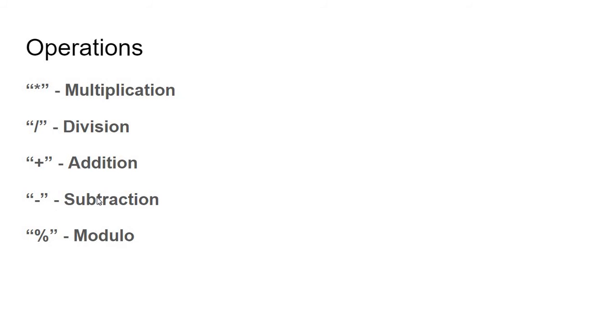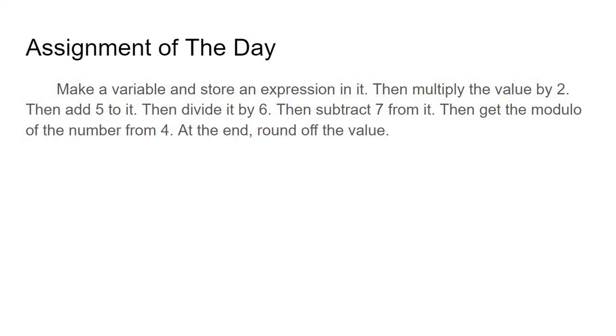The minus sign is for subtraction, and the percent sign is for modulo. If you don't know what modulo is, it's basically the remainder. So, for example, if you put 3 modulo 2, that means if you divide 3 by 2, what's going to be the remainder? So, then it's going to be 1. So that's what you can do.